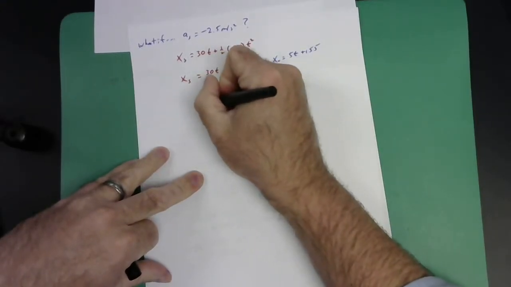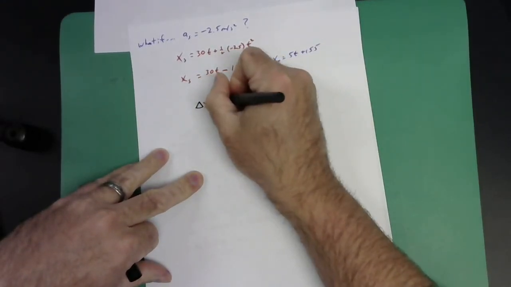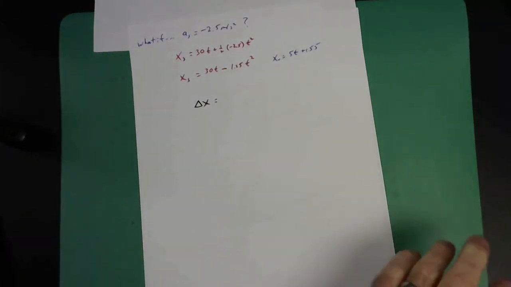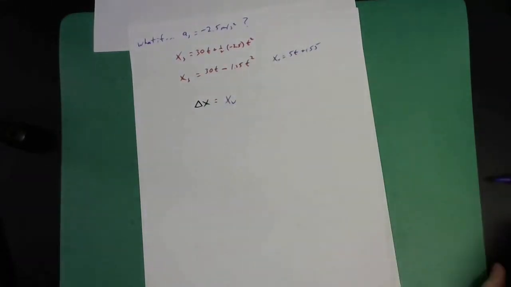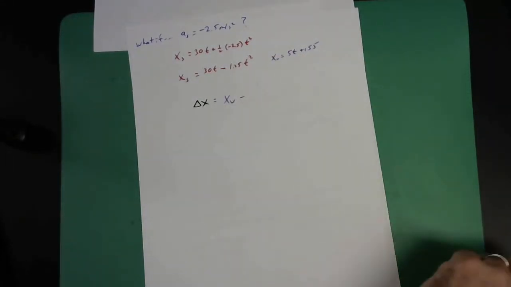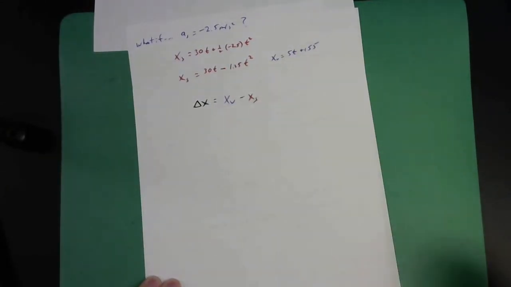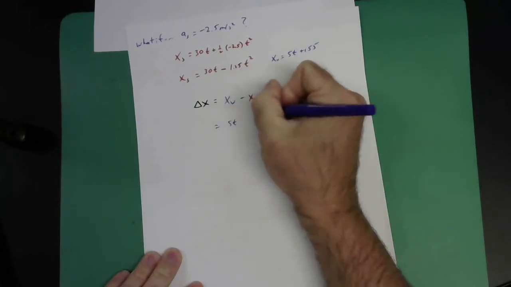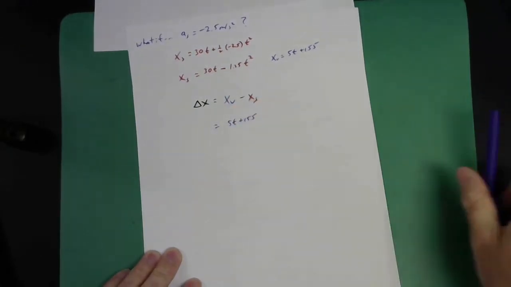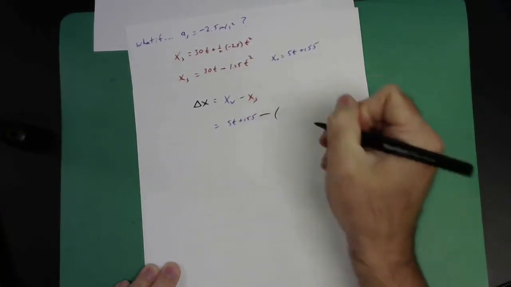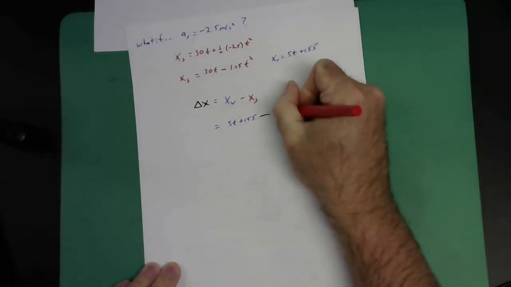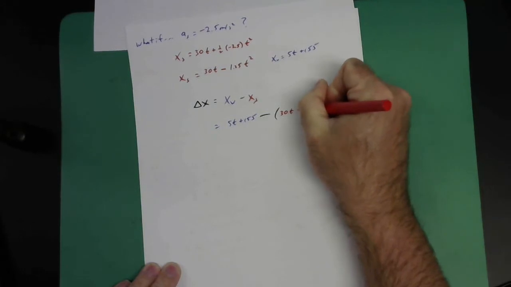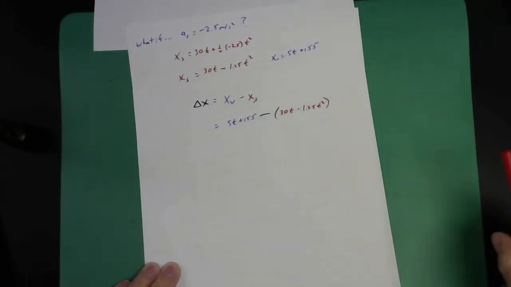You say, hey, what is that separation distance? That's the difference between their positions. So that might be like the position of the van, minus the position of Sue. That's how far apart they are. That's the separation. And so I could just make a function here, the position of van, which is 5t plus 155, minus the position of Sue, which is 30t minus 1.25t squared, right?